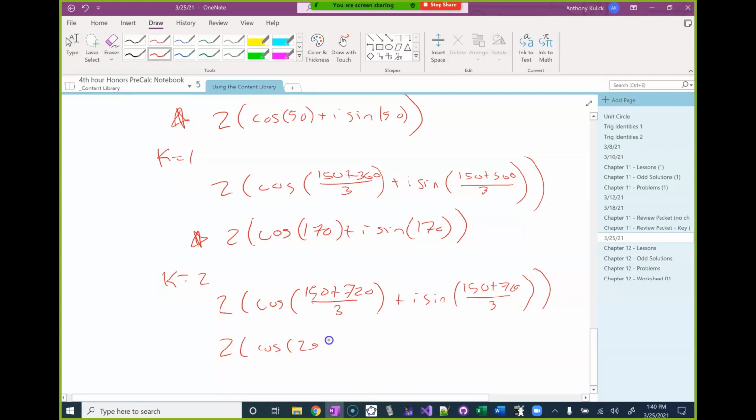For whatever reason, it's letting me erase that messy looking 290 there. Oh, finally it let me erase it. So that's my third one.